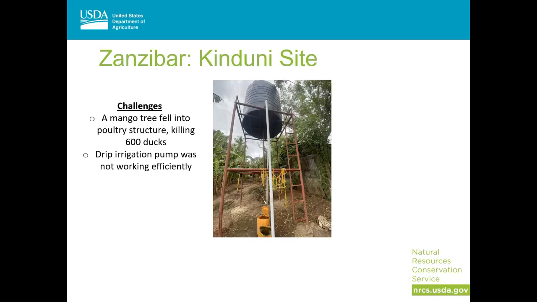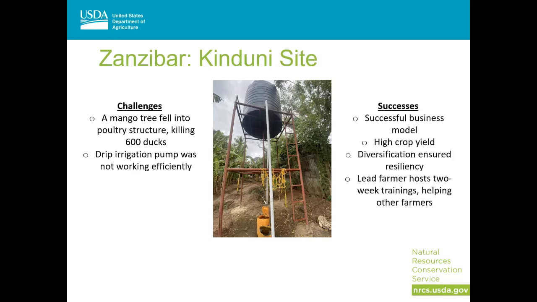Which is great. And that's exactly the model of systems for information sharing and teaching farming systems that are resilient that they're looking for in this project. And the drip irrigation pump was just installed, but it wasn't working efficiently. So Drew did some troubleshooting on that.